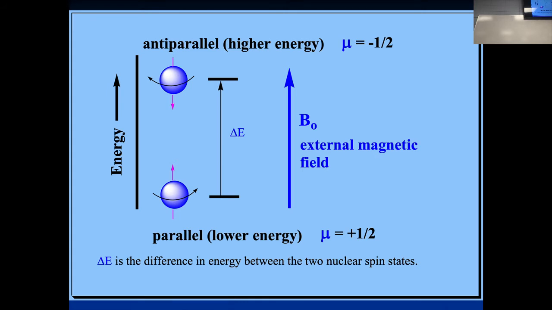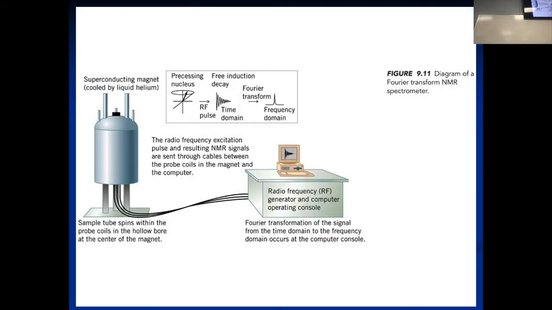So we say that this is the 1/2 spin state, this is the minus 1/2 spin state. Don't worry about all that quantum nonsense. Just lower energy, higher energy, and we can measure that energy difference. You only have two nuclear spin states once you place it in an NMR spectrometer.